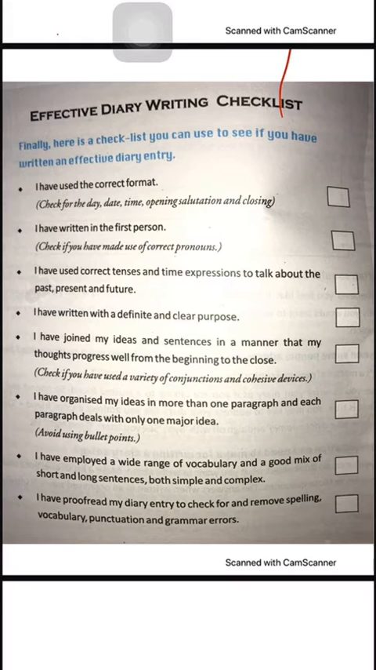Next, you have to organize your ideas in more than one paragraph, and that should be done well. Have you done it well or not? Then have you used a wide range of vocabulary and a mixing of short and long sentences? Then have you proofread your diary? That means have you rechecked your diary to remove spelling mistakes, vocabulary errors or any grammatical mistake? So in this way you could check your diary entry, whether you have written it right or wrong.